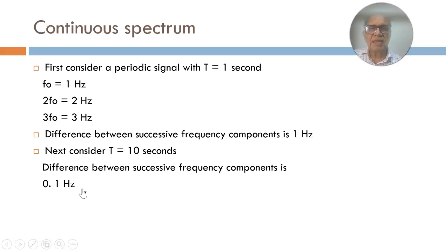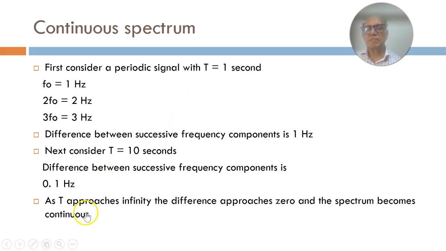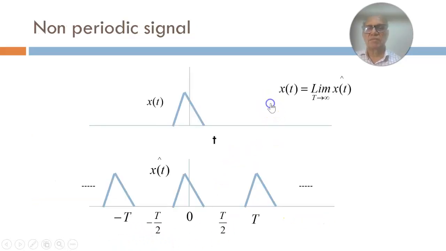And eventually in the limit, as T approaches infinity, you can imagine that the difference between the successive frequency components will become infinitesimally small, essentially zero, and therefore what was a discrete spectrum for periodic signals becomes a continuous spectrum for non-periodic signals. All right. So I have already said this, as T approaches infinity, the difference approaches zero and the spectrum becomes continuous.